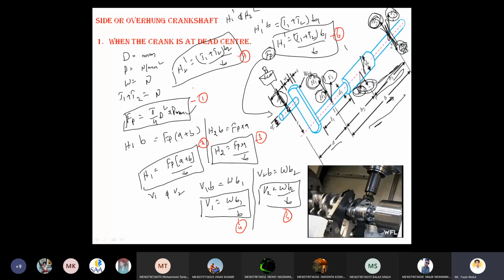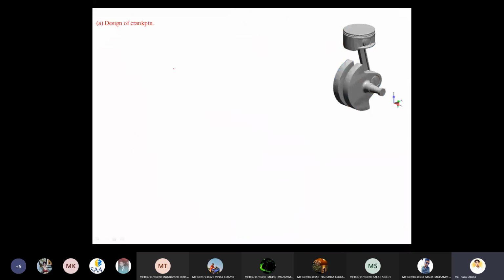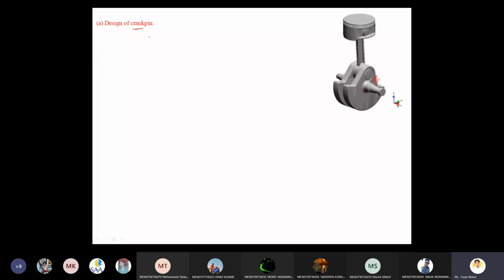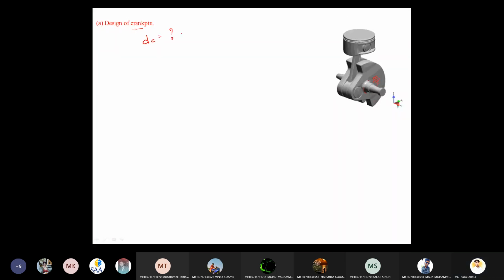Now one by one we are calculating, designing of the crank pin. So where is the crank pin here? Here it is the crank pin. So that crank pin we are designing. The crank pin has a diameter of DC. How much in mm?